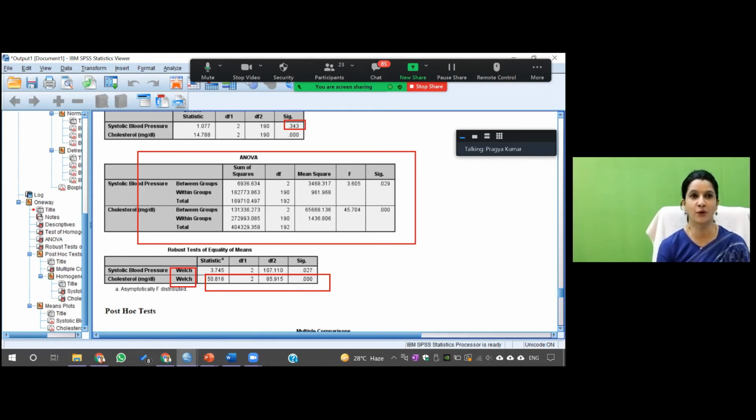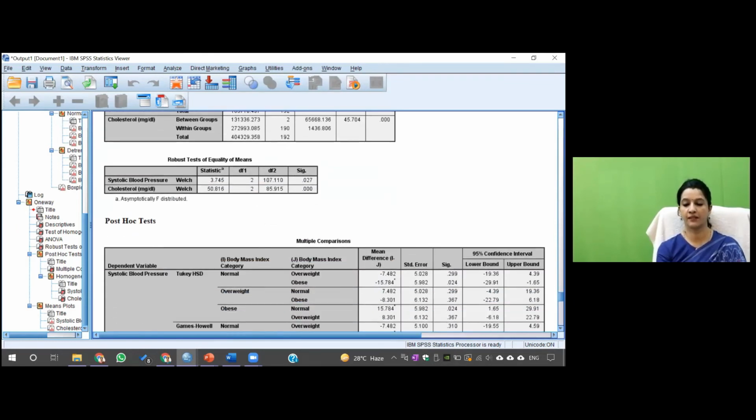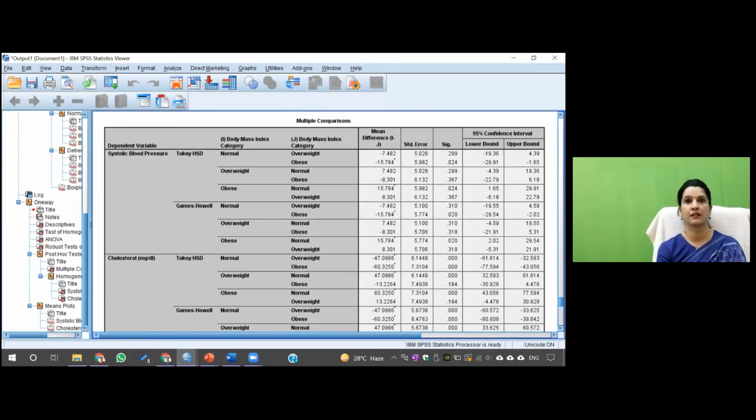Then I'll go further in the post hoc, because we have read that if the Levene's homogeneity of variance is met, then we will use which post hoc? Tukey's post hoc. So now coming to the post hoc, and now again see one question.